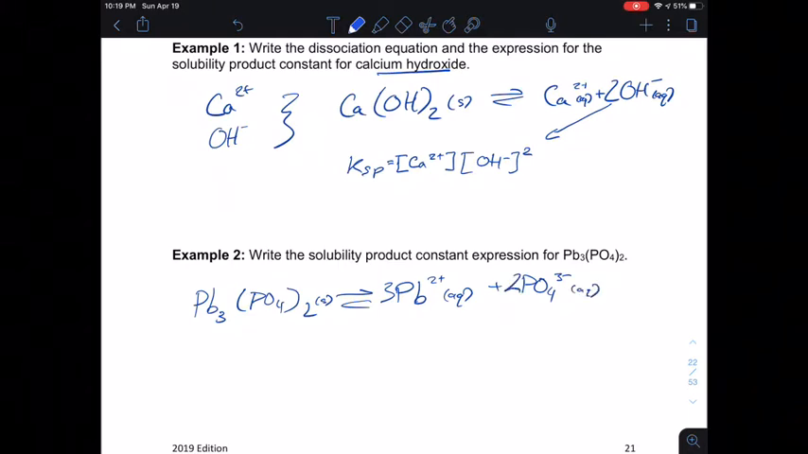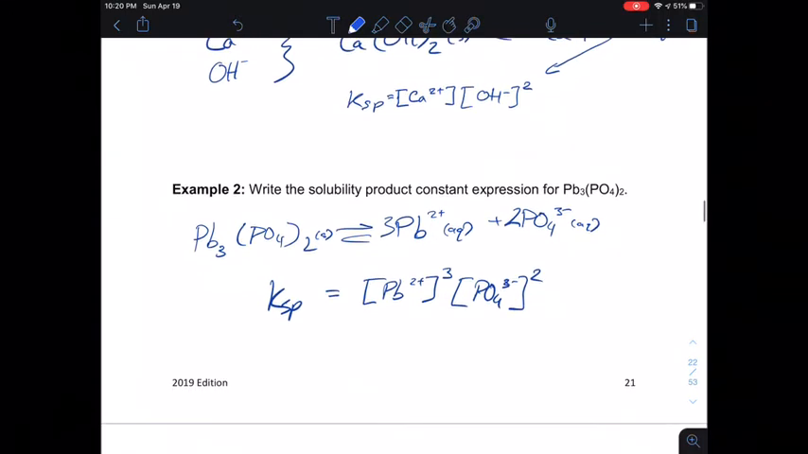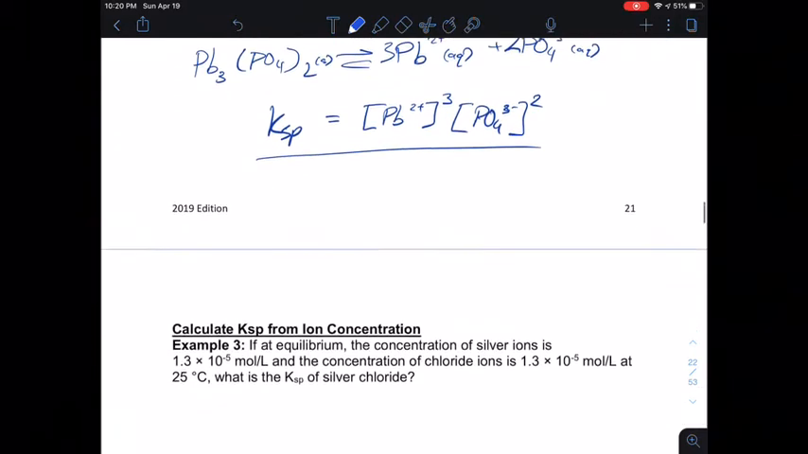So then for the KSP expression, we need to write lead 2+ and raise it to the power of 3 for that coefficient, multiplied by PO4 3- raised to the power of 2 for that coefficient. And there we go. So that's how you write a solubility product constant expression for that chemical reaction.